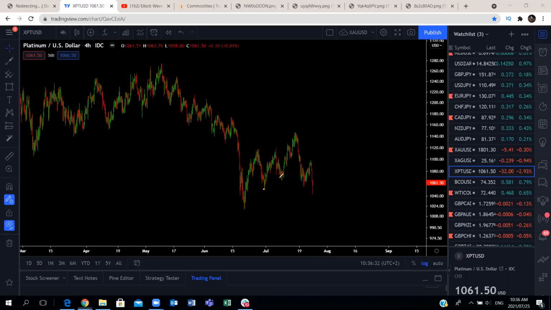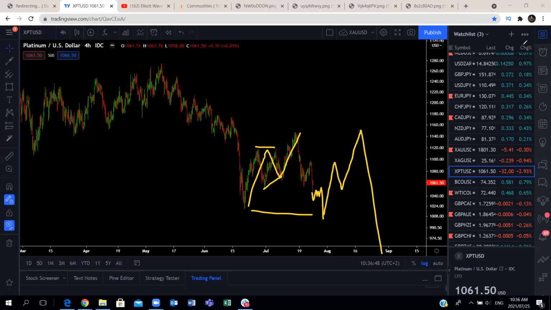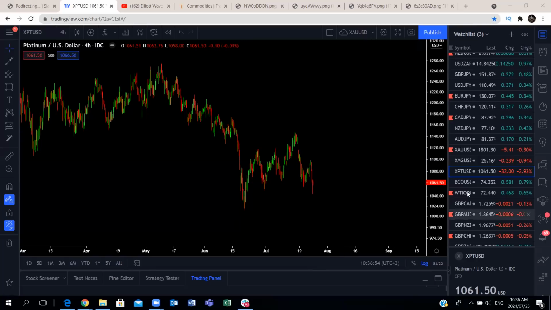Platinum, we have looked at this corrective structure here, looking at 1, 2, 3 and expecting this to drop. We're still expecting this to continue with the drop. Will it bounce here? It does not look likely that it will bounce. Why would we even expect a bounce here? We can get a flat correction, but this looks impulsive enough to just break through here. So we are still bearish on platinum.